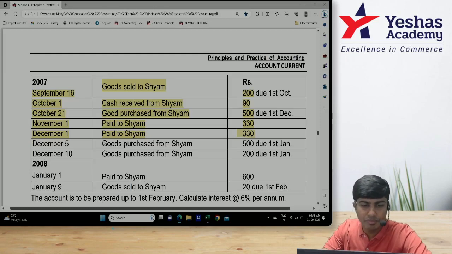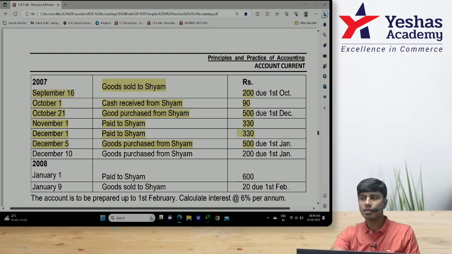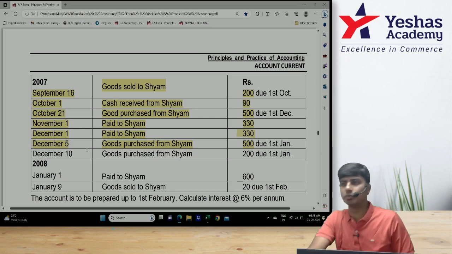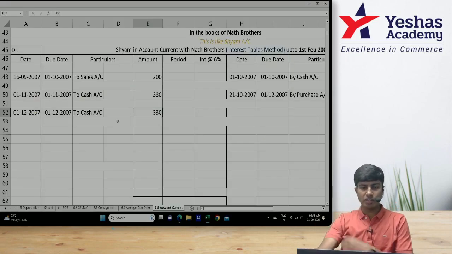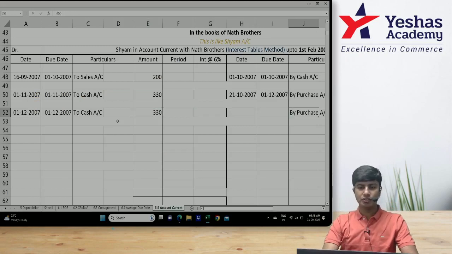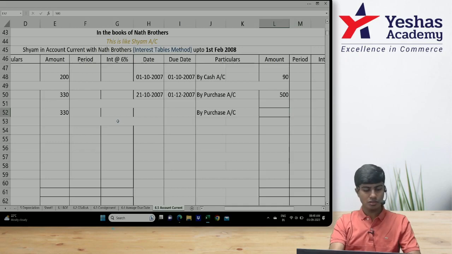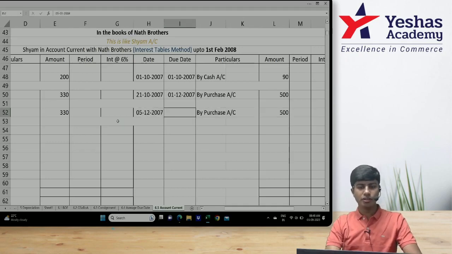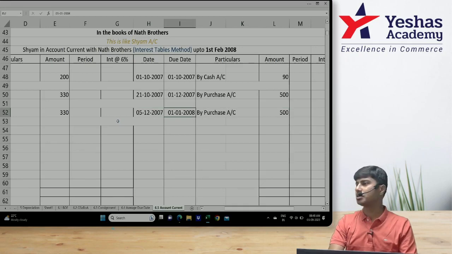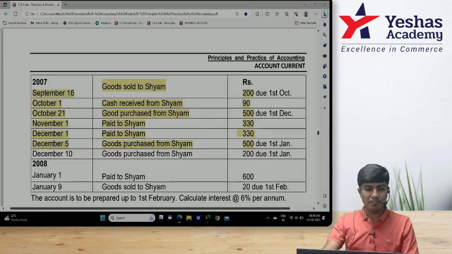What is after this? Goods purchased from Shyam 500. What is the journal entry for purchase from Shyam? Purchase account debit to Shyam. So in Shyam account I'll write by purchase. What is the amount? Due on 1st of January. Transaction is happening on 5th of December. Clear? What is after this?